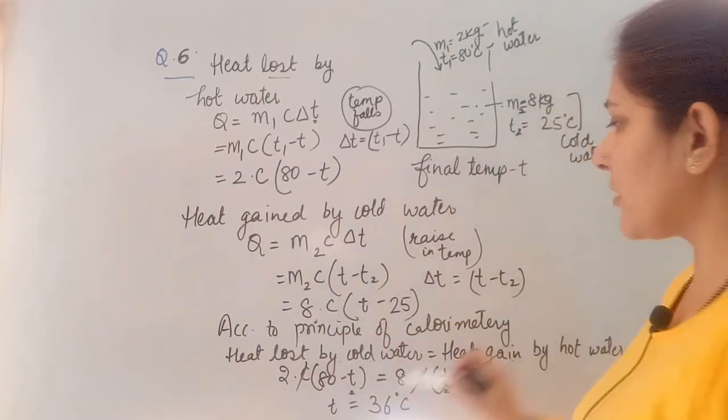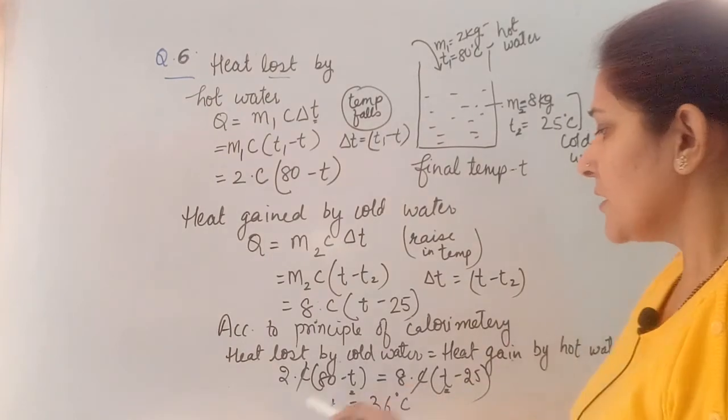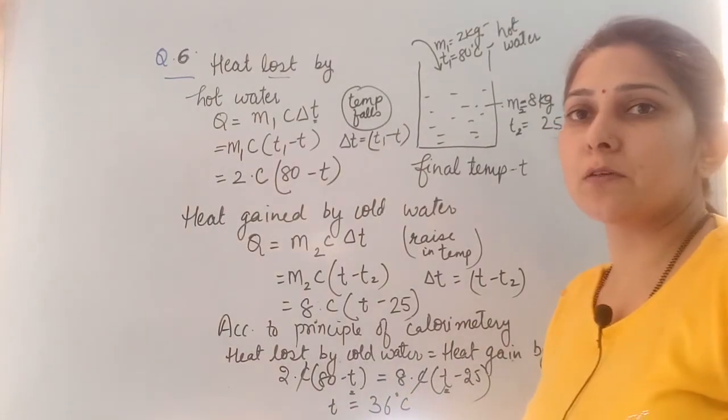According to the principle of calorimetry, heat lost is equal to heat gained. Substitute the values and then you are going to calculate the value of T.